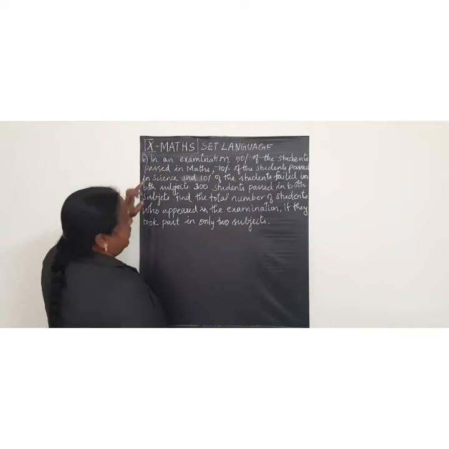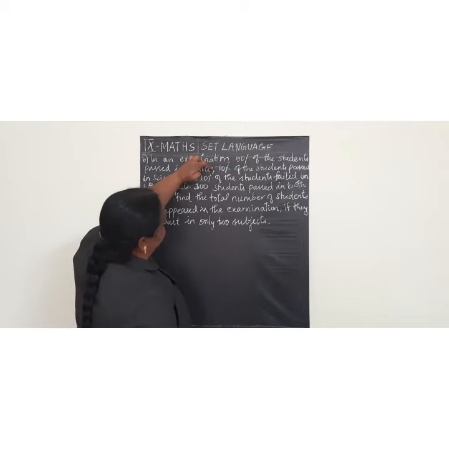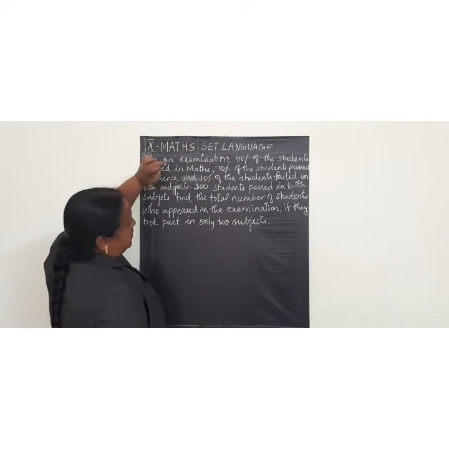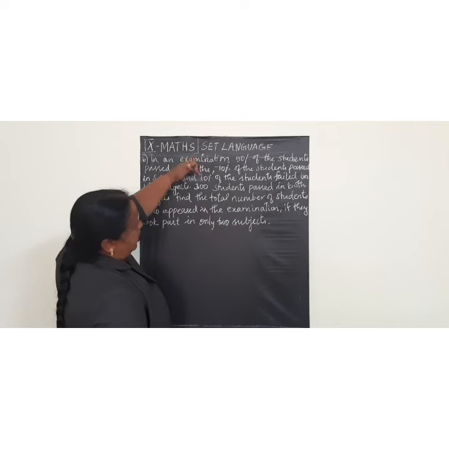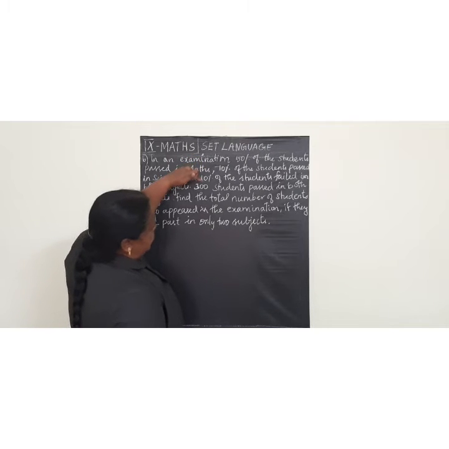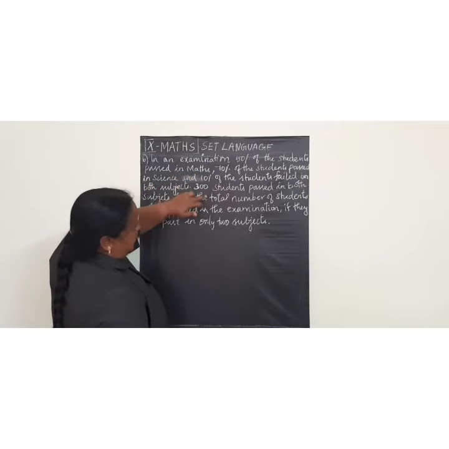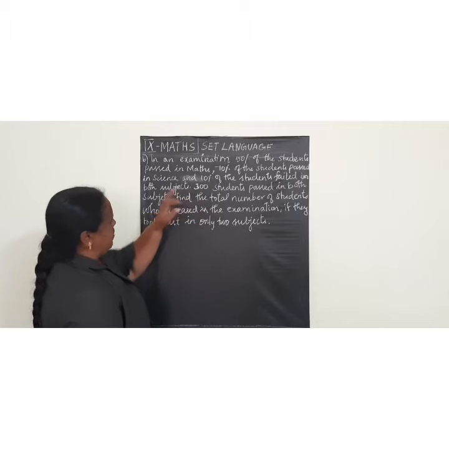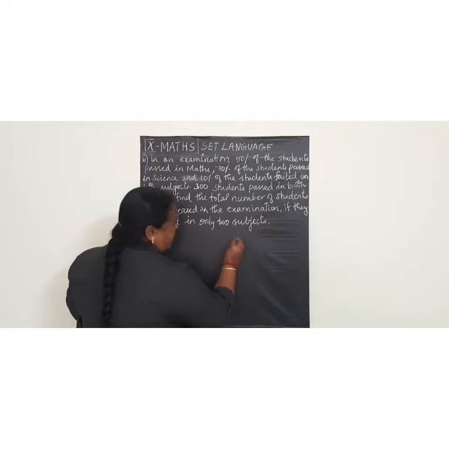So here they have given the passed students in percentages in both maths and science, and they had given failed students percentage in both the subjects, then number of students passed in both the subjects. So first we have to draw the Venn diagram.